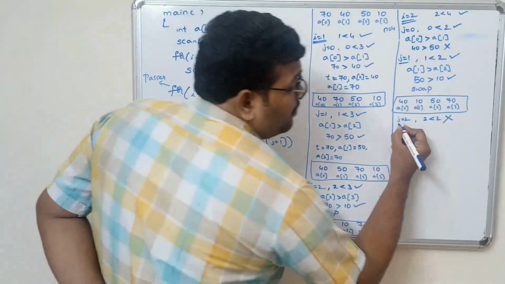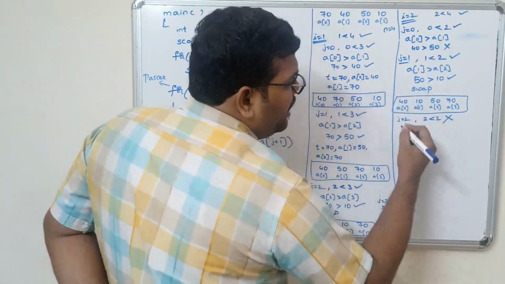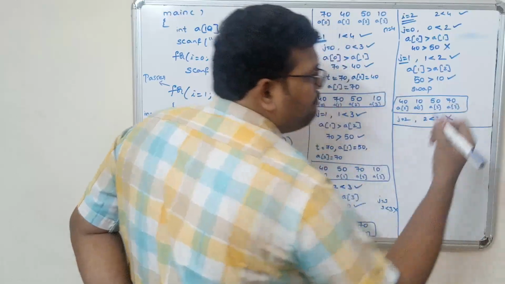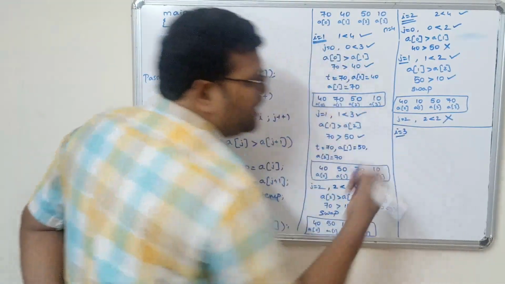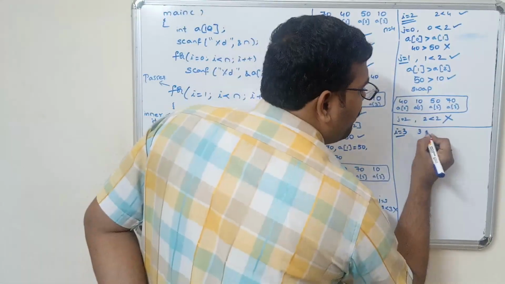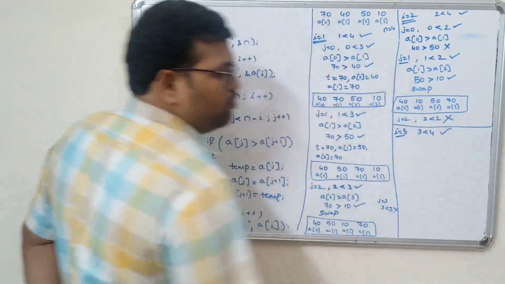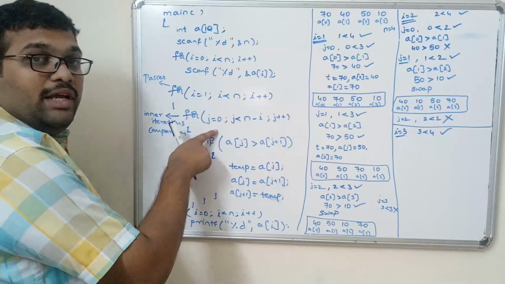Then i will be incremented now. So this ends pass 2. Now i is equal to 3, third pass. So 3 less than 4. This condition is true. So the control will enter into the inner iteration.